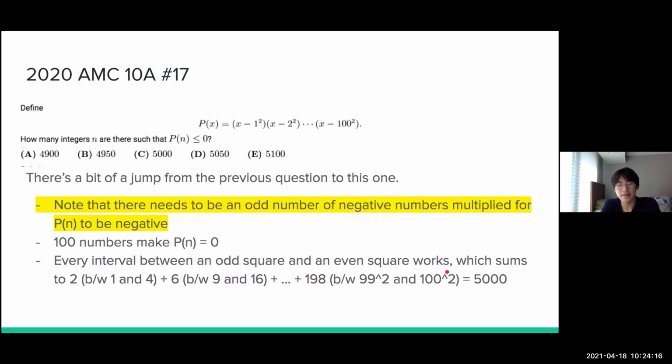So if we take the sum of all of these numbers, the numbers between 1 and 4, numbers between 9 and 16, and so on until the numbers between 99 squared and 100 squared, it should sum to 5,000, and adding 5,000 and 100 gives us 5,100. So as you can see, it's not that we employed a really difficult mathematical concept to solve this question. Rather, it was just our familiarity with polynomials that helped us solve it.